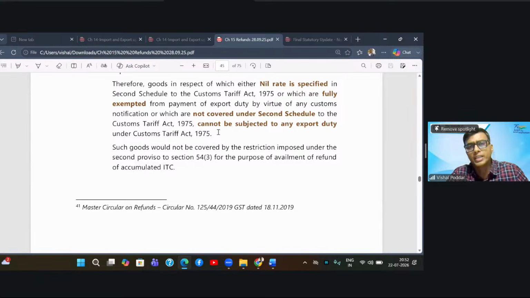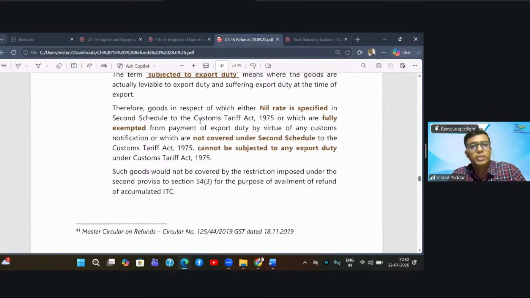Now here there is a clarification. So what if your goods are mentioned in the second schedule of the Customs Tariff Act? Now the second schedule, students, of the Customs Tariff Act is for export. Now the question is, your goods are mentioned in the second schedule, but the rate given is nil, or there is some rate which is fully exempted through some notification.